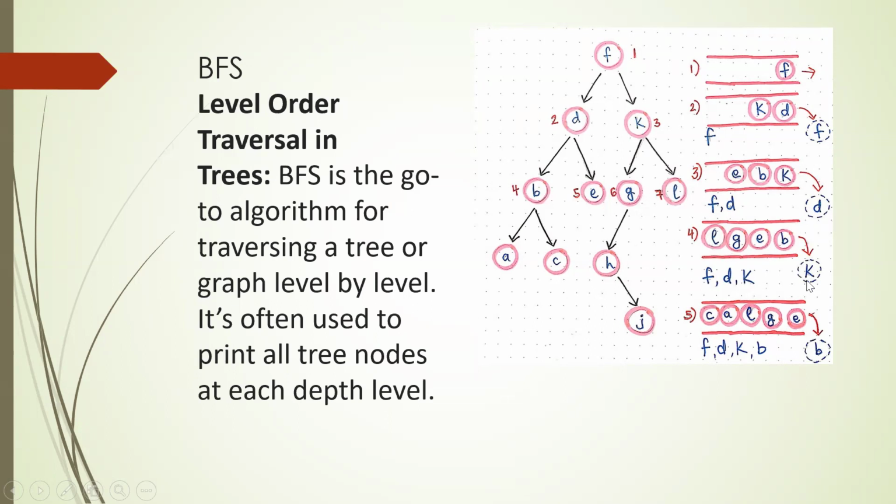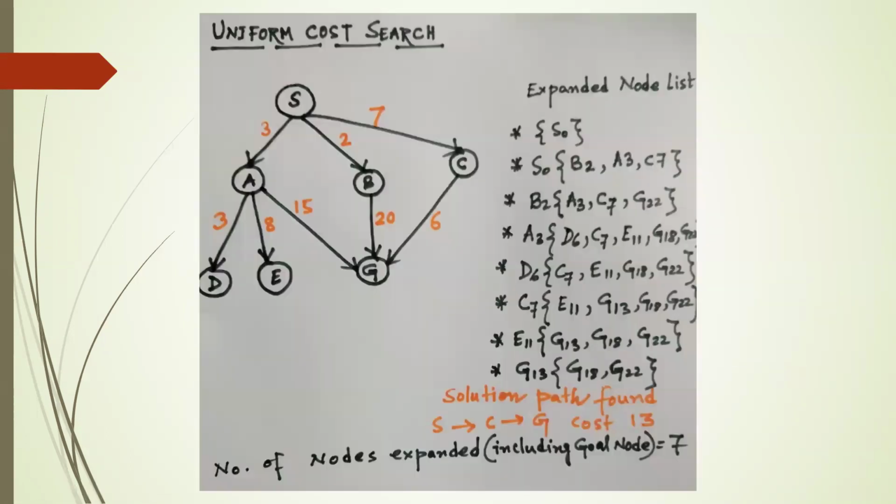Okay. After K, we are visiting B. So the children of B are added here. What are the children? A and C. Okay. The same way we have to visit one by one. This is what, at every level we have to travel all the nodes. Suppose our goal node is at level 2, that is 0, 1, 2. We have to stop the execution at level 2 itself. If we can't reach the goal node earlier, we travel up to the goal node. Here the goal node is J. That's why we travel up to J. This is the concept of BFS.